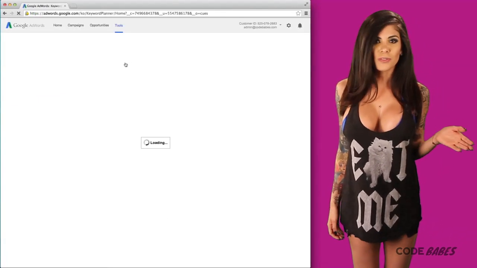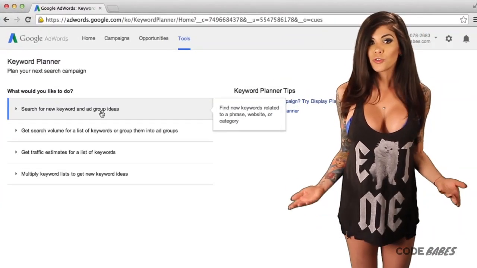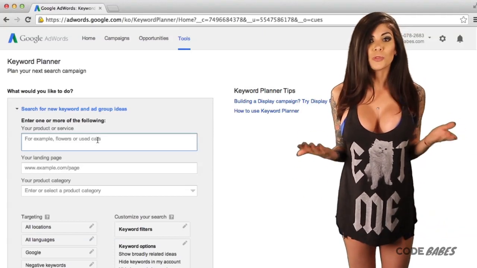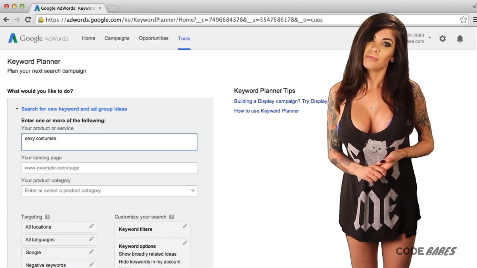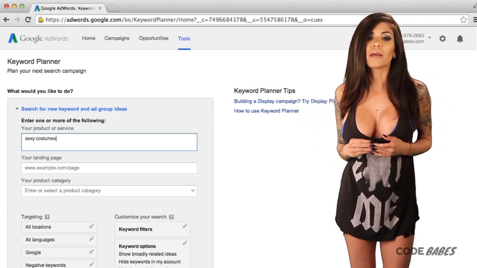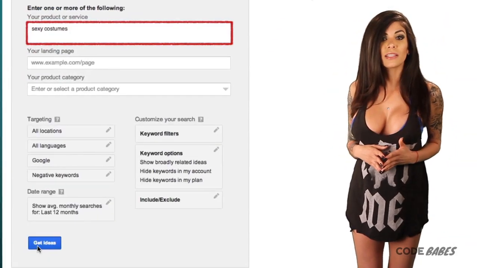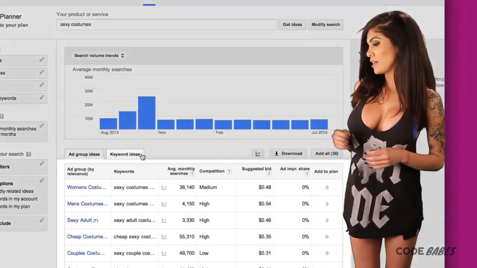You could spend days with this tool, but we'll do a brief overview. Let's start with search for new keyword and ad group ideas. These tools are built for use with AdWords, but they also work for organic keyword ideas. In the first box, we'll type sexy costumes for our sexy costumes website and click get ideas. We want to look at the second tab, keyword ideas.